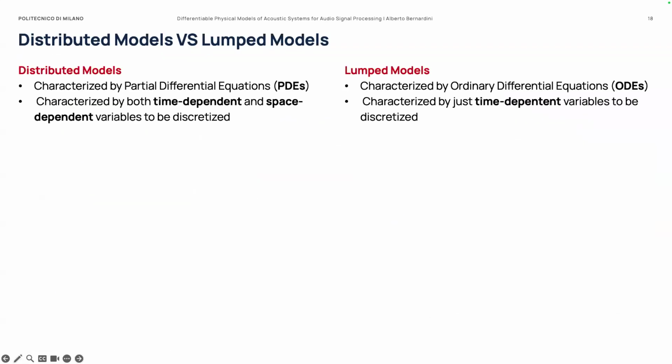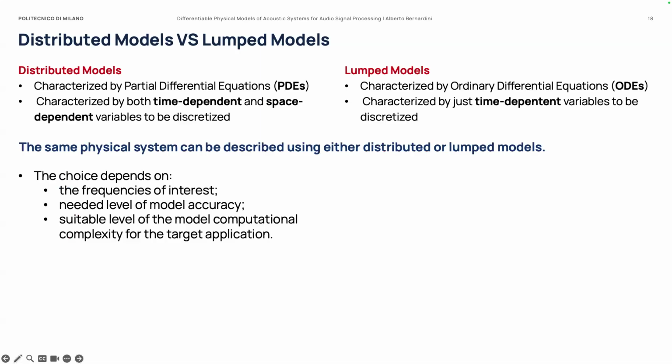Before going on, let me just fly over some concepts which I believe are very important in this context, which are, first, the difference between distributed models and lumped models. Distributed models are characterized by partial differential equations, while lumped models are characterized by ordinary differential equations. So in the first case, you have multiple variables which are discretized, for instance, time and space. In the second case, instead, you are discretizing just one variable, which is time.